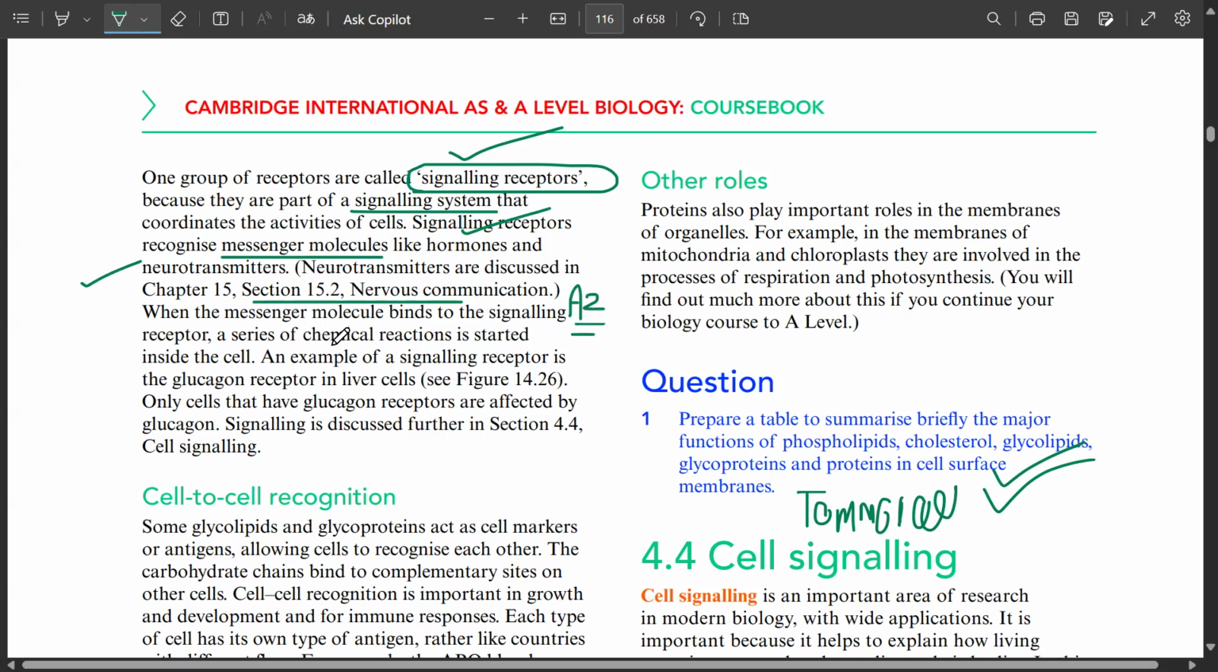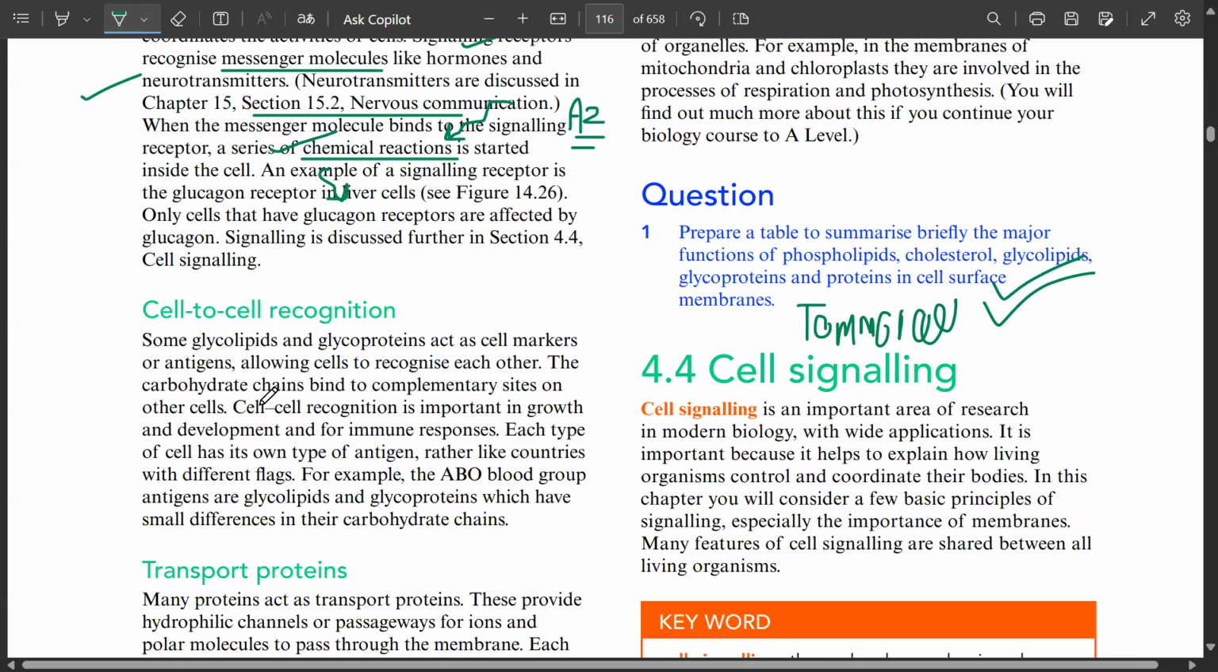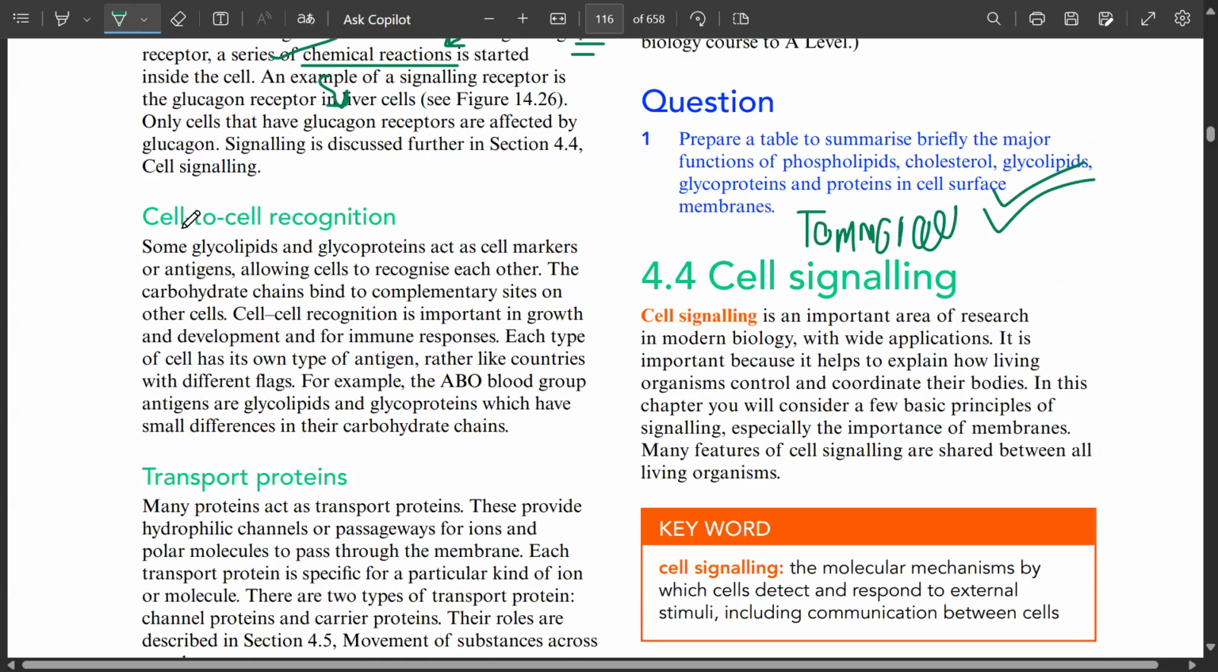And then they start doing these chemical reactions. Once they receive the signal, they generate some chemical reactions. And then finally they can produce a response, like glucagon, insulin, glucose, blood glucose levels, the homeostatic responses, they are all done by cell signaling.